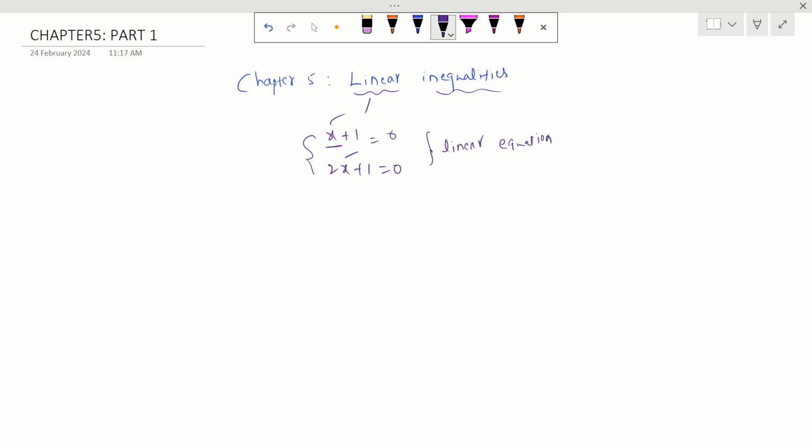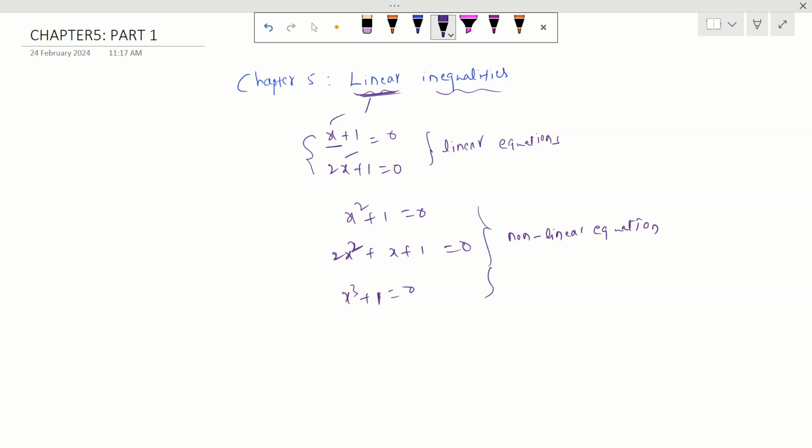And if the equation contains x square plus 1 is equal to 0, or 2x square plus x plus 1 is equal to 0, these types of equations have degree 2, more than 1 degree, or x cube plus 1 is equal to 0. The degrees are more than 1, so such types of equations are called non-linear equations. In this chapter we are interested only in linear equations.